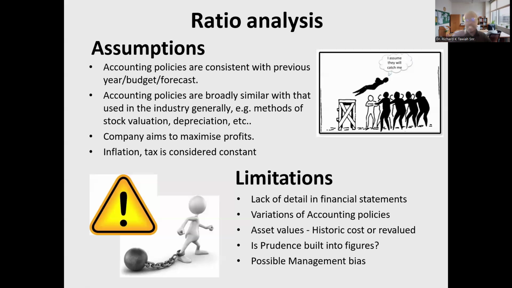There are limitations. There's lack of detail in financial statements. Accounting policies, like I said, could vary. Asset values: some are valuing assets based on historical costs, some are using revaluation methods. Is prudence built into the figures? When we talk of prudence, don't count your chickens before they are hatched. Let me put it that way. So don't overstate your gains and your profits, and don't understate your expenses. Possible management biases could also come into play here, right?